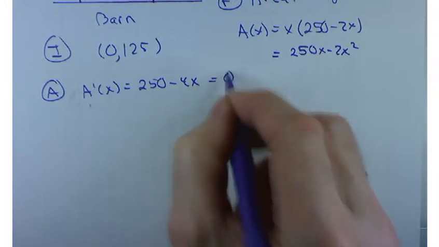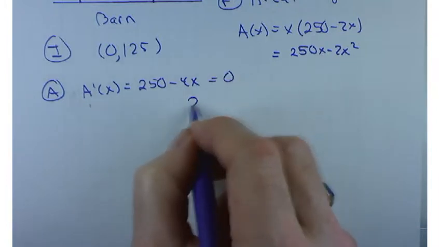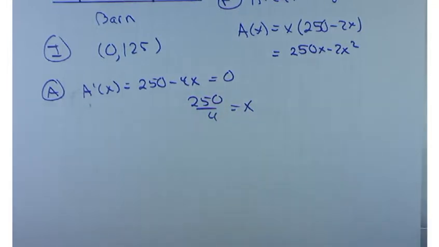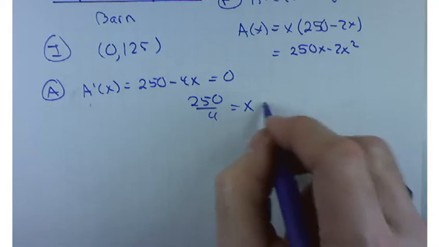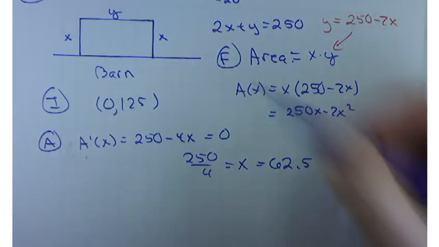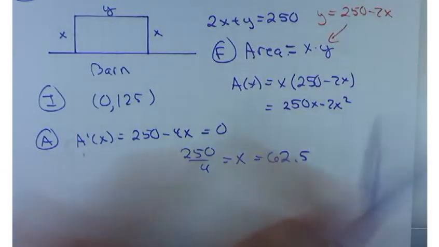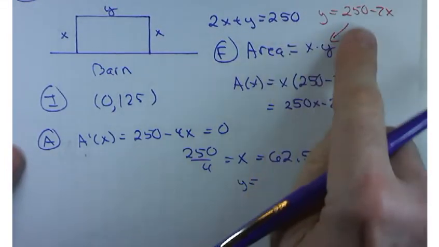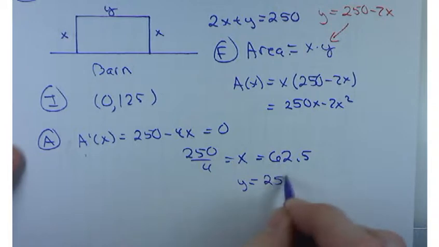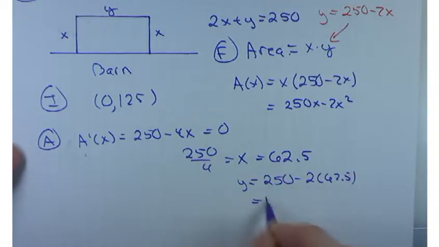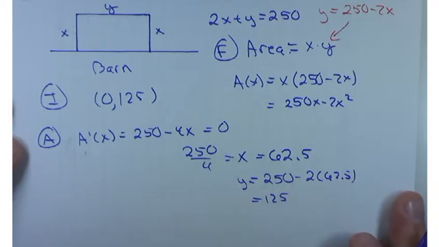All right, so we set that equal to 0. We get 250 divided by 4 equals x. So that's what, 62.5? So with that width, what's this distance? Well, our y value would be 250 minus 2 times 62.5, so that'd be 125. Okay.